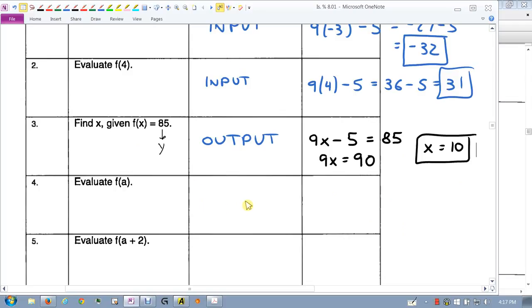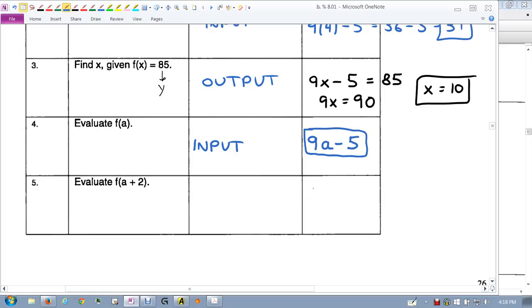Evaluate f of a. What are you given? Input. The problem is it's not a number, right? It's not a specific value. So that means I'm just going to rewrite the function, replacing x with a, and you can't do anything to that because you don't know what a is, right? So you just leave it and box it. It's kind of weird. When someone defines a function and then tells you to plug in a letter, you just go in and replace all the letters x with whatever the letter was, a. That really doesn't make a whole lot of sense why you'd ever want to do that, right? Like, why would you ever want to plug a letter into a function? Believe it or not, it has a lot of value.